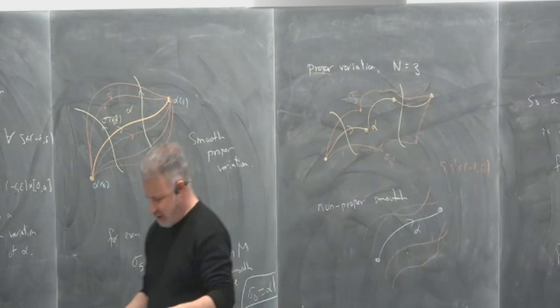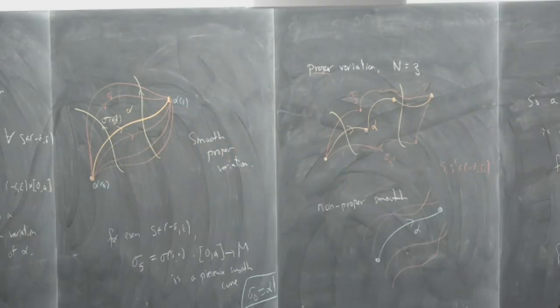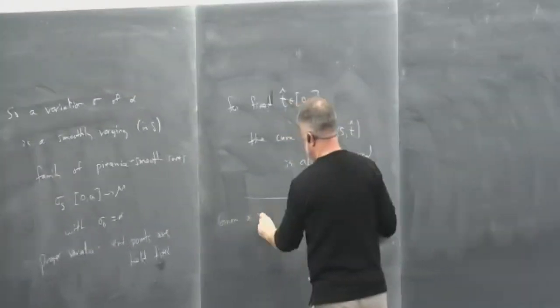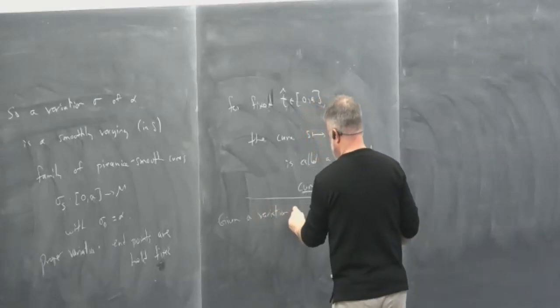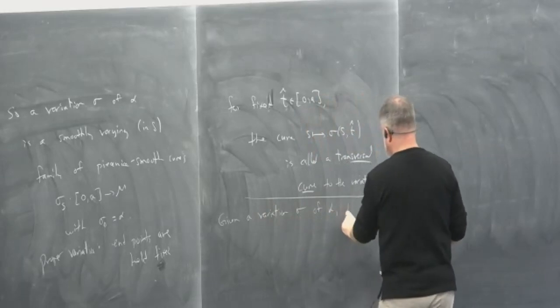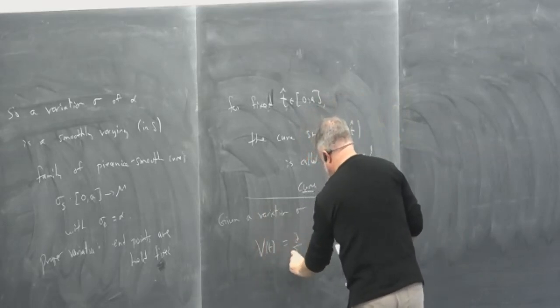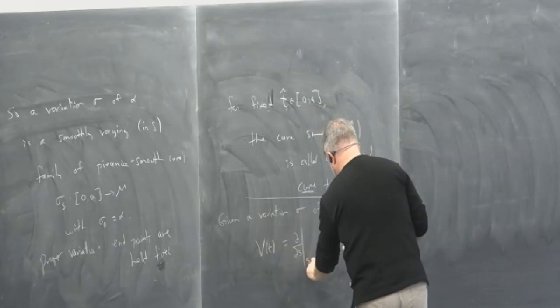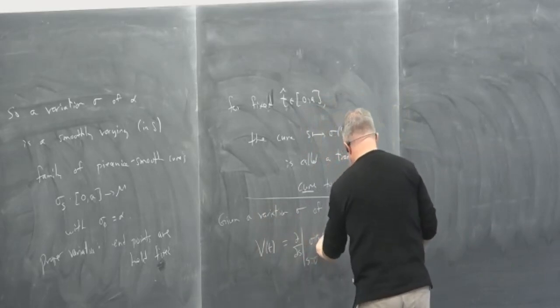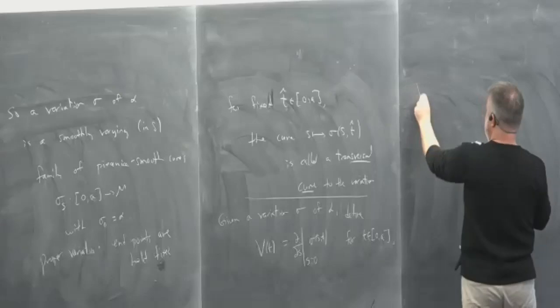Now, that's the definition of a variation. Given a variation, we're going to get a vector field along alpha. So given a variation sigma of alpha, define V at t to be d by ds at s equals 0 of sigma of s, t, for t between 0 and a. And where does this thing live, V of t?